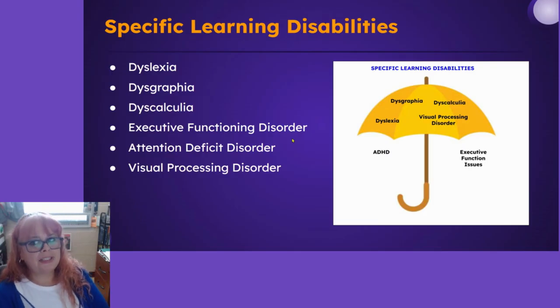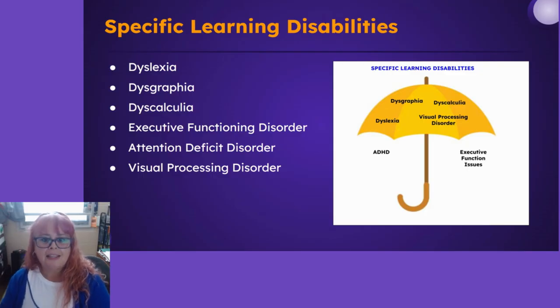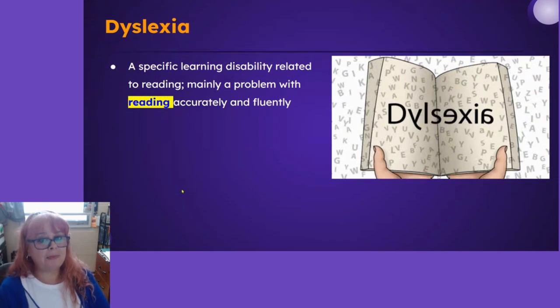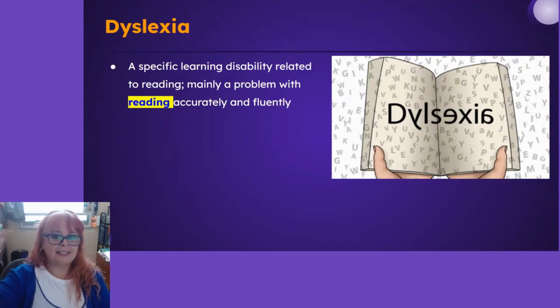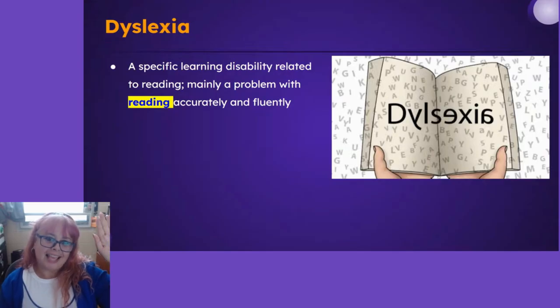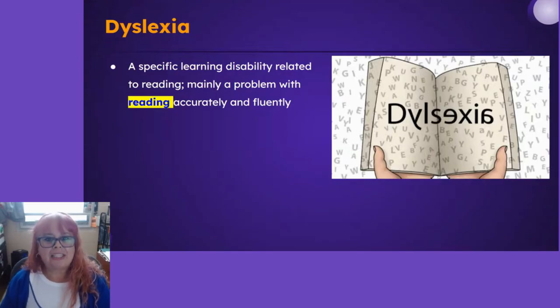This is specific learning disabilities. These are the things we talked about in class, and we're going to talk in more detail about what these are. I call these the big six that we see at Lawrence School. So the first one is dyslexia. Remember, D-Y-S means disorder. Lexia is reading or book. So it's a specific learning disability related to reading, mainly a problem with reading accurately and fluently. So you're going to fill in the blank for reading there.